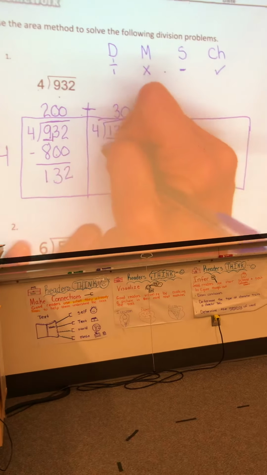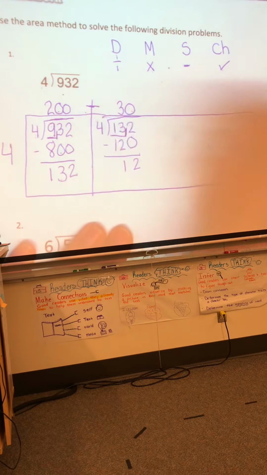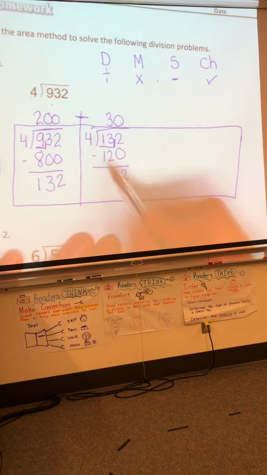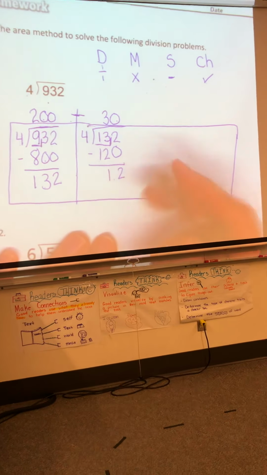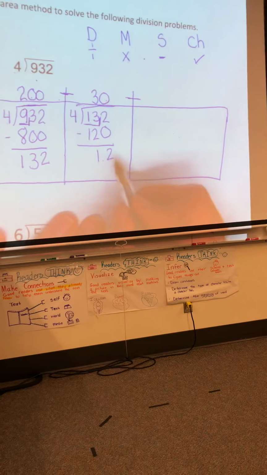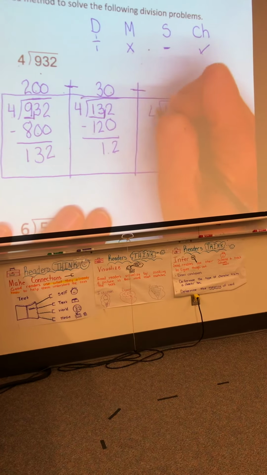Next I subtract. 2 minus 0 is 2. 3 minus 2 is 1. 1 minus 1 is nothing. Now let me check. 12 pieces of candy and 4 friends? Oh yeah. I'm going to keep giving. Add more. I have 12 pieces, so that's my new one up here. I still have 4 friends.